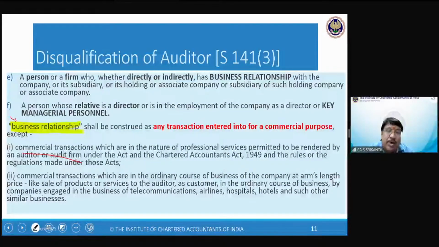So if I'm also a statutory auditor, you might ask me, why is all this disqualification so elaborate? Because, forget Satyam. Before Satyam, there was another great thing called Enron.